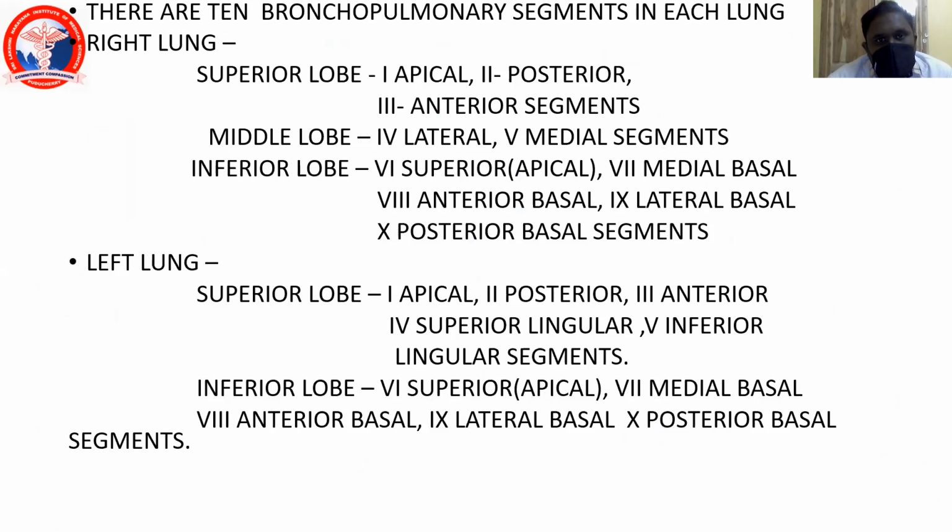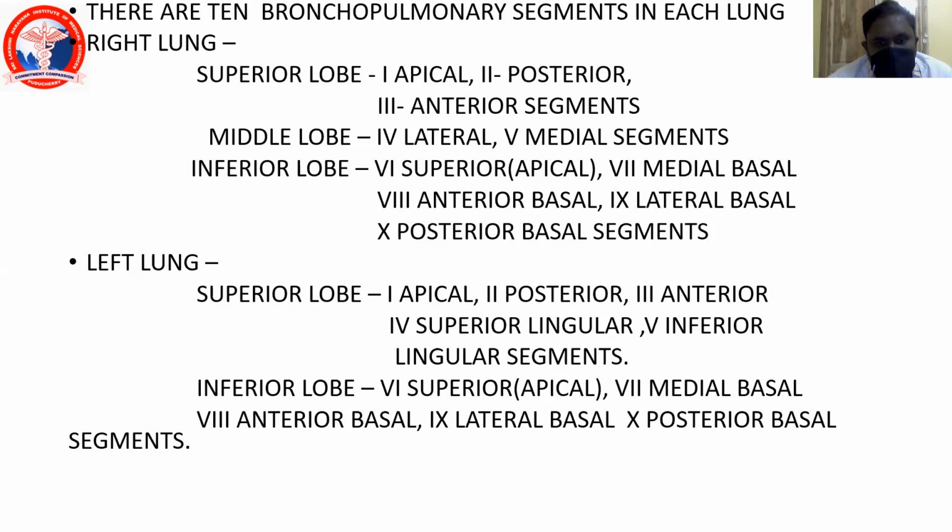There are 10 bronchopulmonary segments in each lung. Right lung superior lobe has apical, posterior, and anterior segments. Middle lobe has lateral and medial segments. Inferior lobe has superior, medial basal, anterior basal, lateral basal, and posterior basal segments. So there are three bronchopulmonary segments in the superior lobe, two in the middle lobe, and five in the inferior lobe.